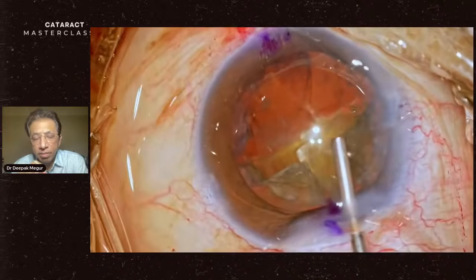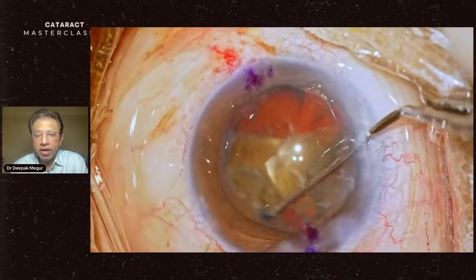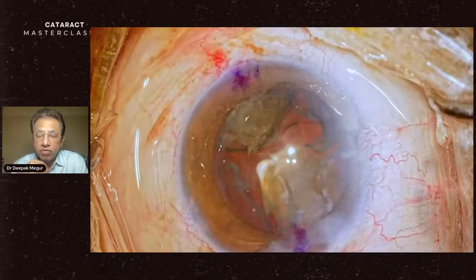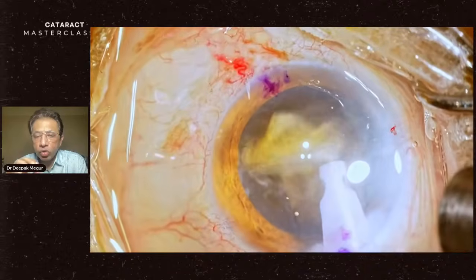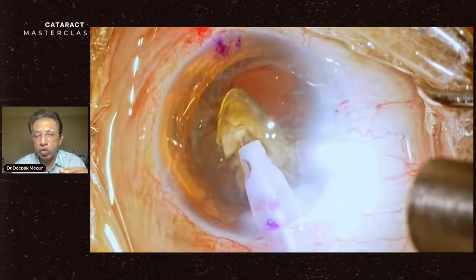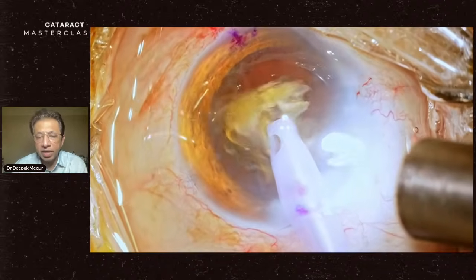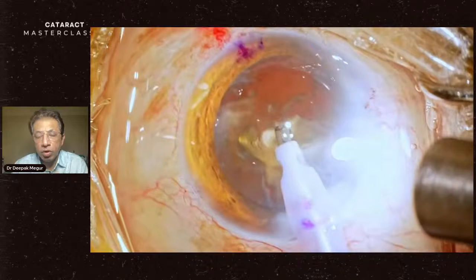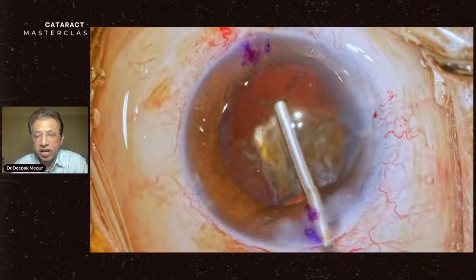Remember, after each fragment, it is almost customary, or religious, for me to go back and refill the chamber with OVD. So usually I would refill first with dispersive OVD, the Viscoat or Viscoat-like substance. And underneath, I would use HPMC, hydroxypropyl methylcellulose, because it is less heat generating.